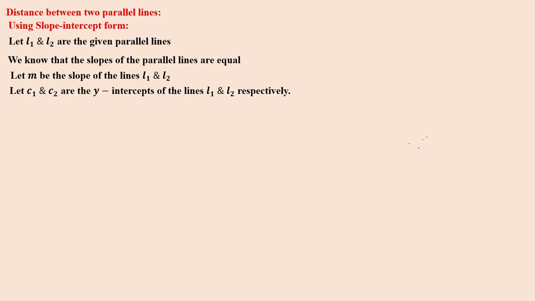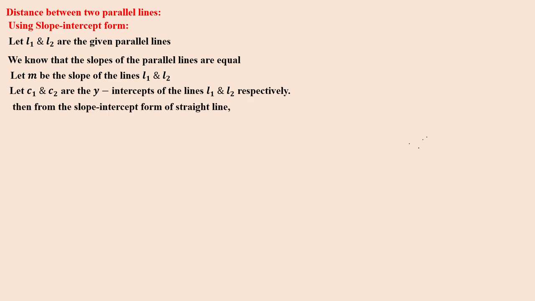Next topic, distance between two parallel lines. So using slope intercept form, first type. Let L1 and L2 be the given parallel lines. We know that slopes of parallel lines are equal. Let m be the slope of the lines L1 and L2. Let c1 and c2 be the y-intercepts of the lines L1 and L2 respectively.